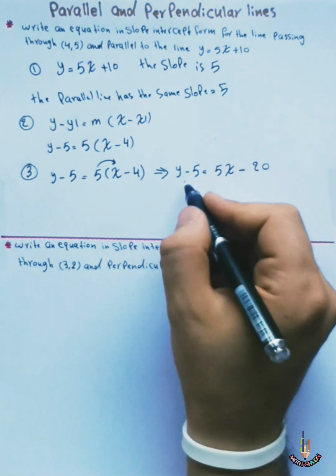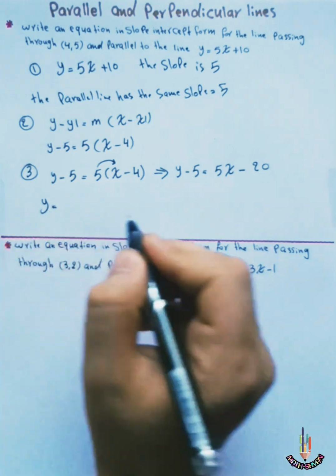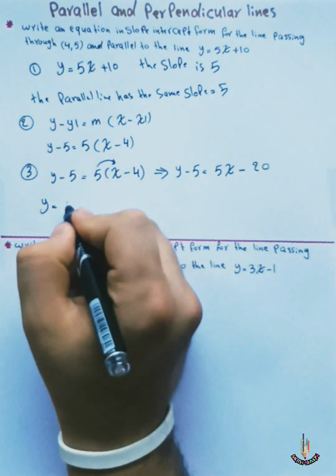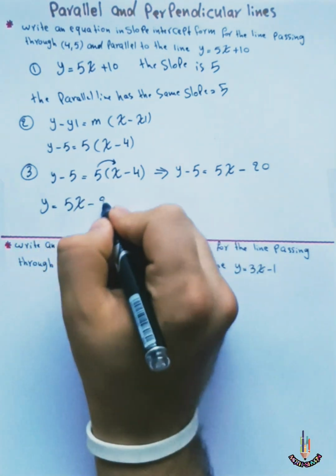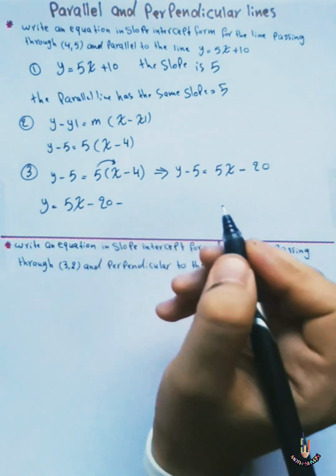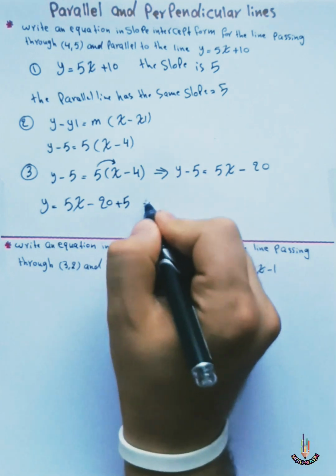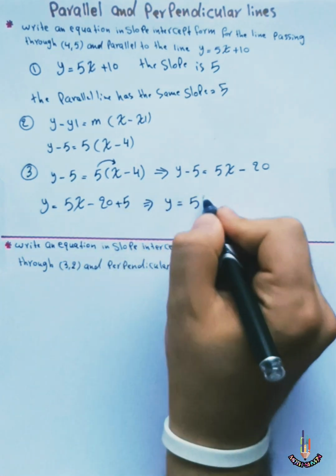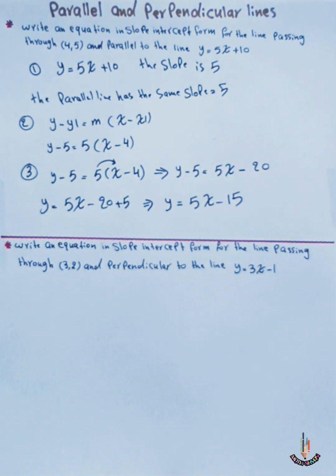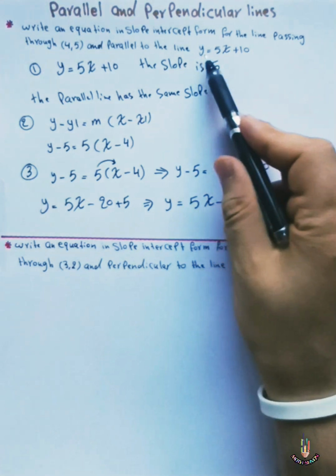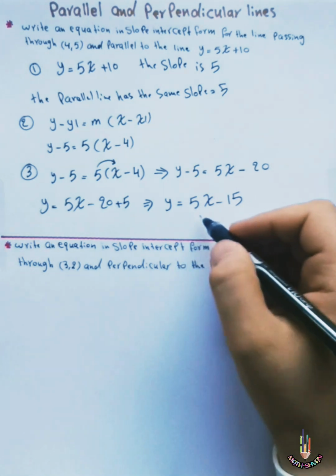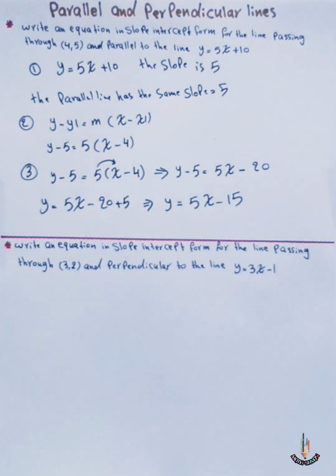After that, we have to solve this equation for y. So we have to change the place of negative 5 to the right side. So we have 5x minus 20 plus 5. So y equal to 5x minus 15. So our parallel line, y equal to 5x plus 10, is parallel to this new line, y equal to 5x minus 15.